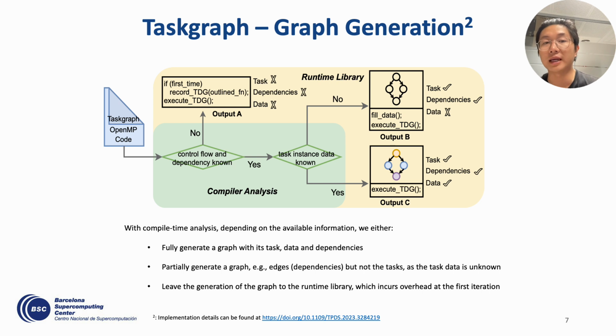Similarly, for the output A, where we don't have any information available at compile time, we will need to record everything, the task along with the dependencies and data, to eventually form a graph ready to be replayed from the second iteration. And again, the details of this implementation can be found in the previously published paper. The DOI is given here.